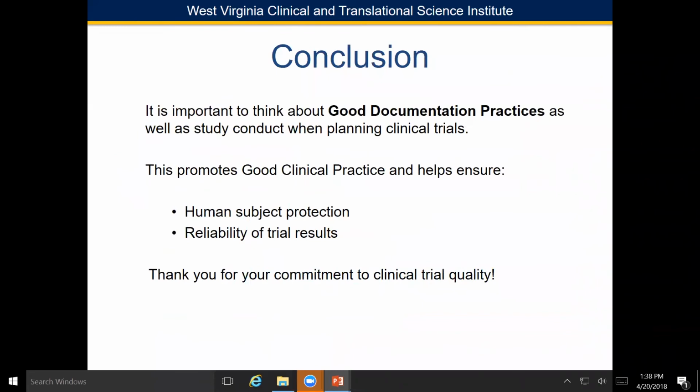Does anybody have any questions about anything we spoke about today, or how to implement it within your groups or your day-to-day working life? So just to go back to the general principles of why this is important, this promotes good clinical practice, and it helps ensure human subject protection and reliability of trial results. And I want to thank you all for your commitment to clinical trial quality.